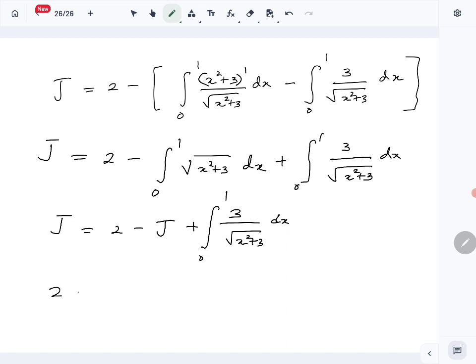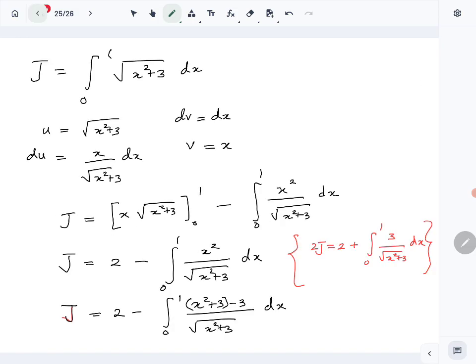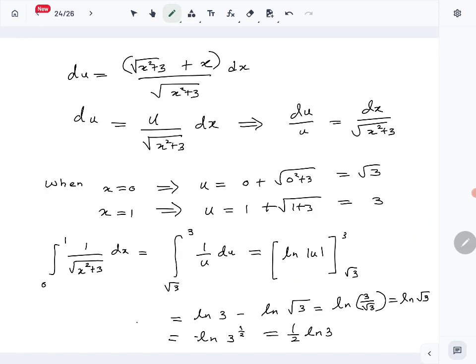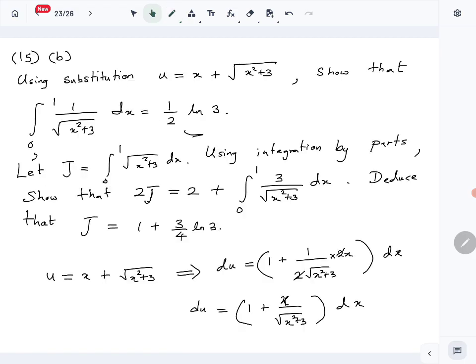Move the j term to that side. So 2j is equal to 2 plus this integral. Right. So we are done with that. Then the final part. Final part is what? We have shown this.